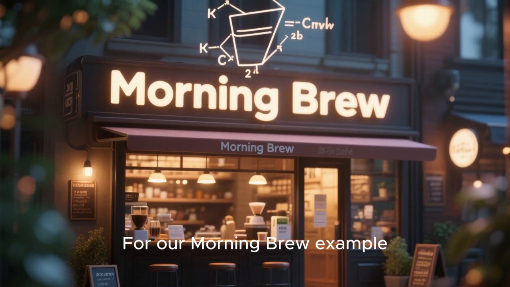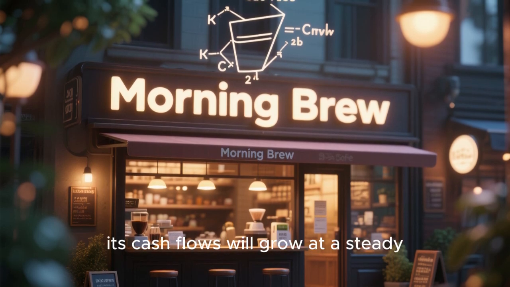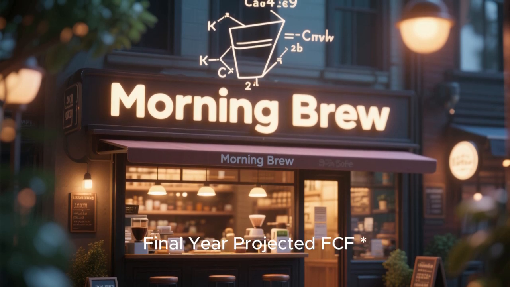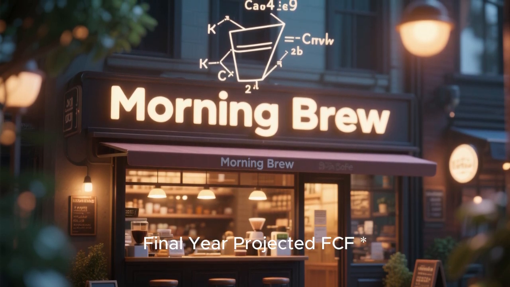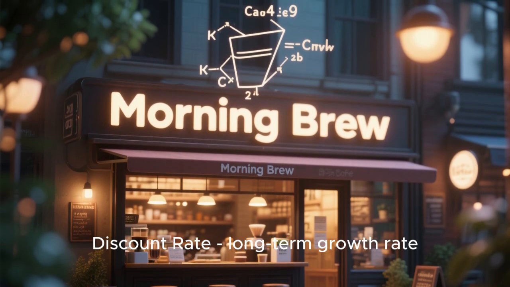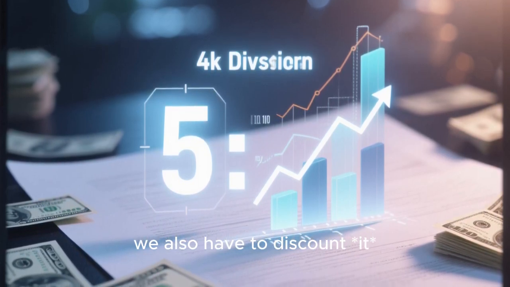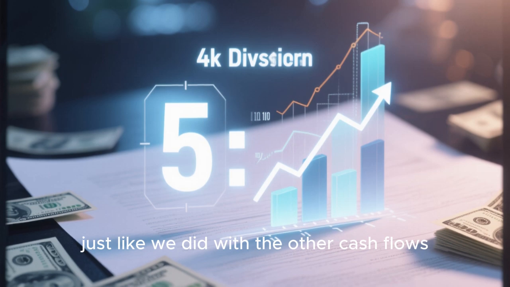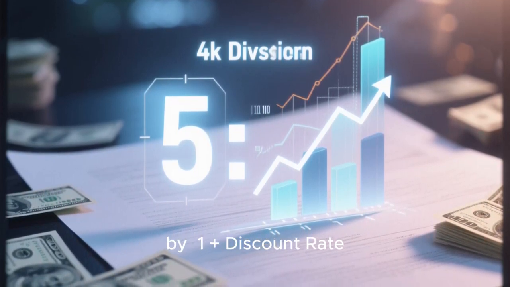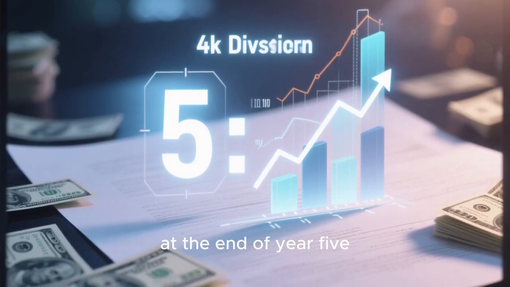For our Morning Brew example, let's use the Gordon growth model. We'll assume that after year 5, its cash flows will grow at a steady 3% per year forever. The formula for terminal value is final year projected FCF * (1 + long-term growth rate) / (discount rate - long-term growth rate). Once we calculate this terminal value, we also have to discount it back to its present value, just like we did with the other cash flows. So we divide the terminal value by 1 plus discount rate, raised to the power of 5, since it represents value starting at the end of year 5.